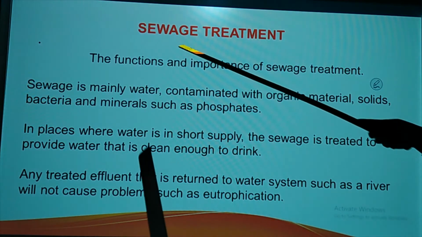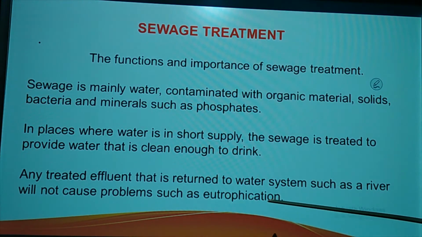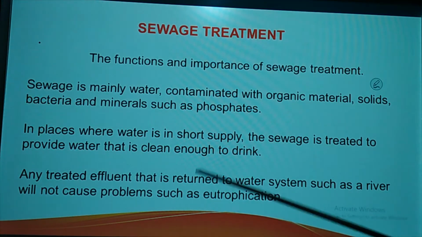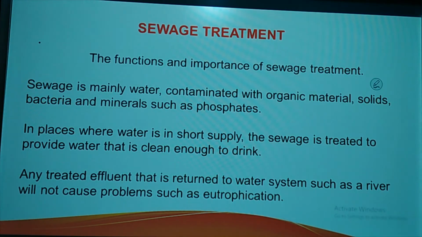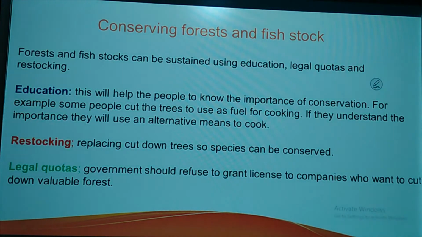Because if we do not treat sewage, we'll have eutrophication, which is going to deplete oxygen, is going to kill organisms in water bodies. But if we treat it, then the effluent would not be capable of causing eutrophication, and then it will not affect the water habitat. Okay? So we've talked about recycling, we've talked about sewage treatment.